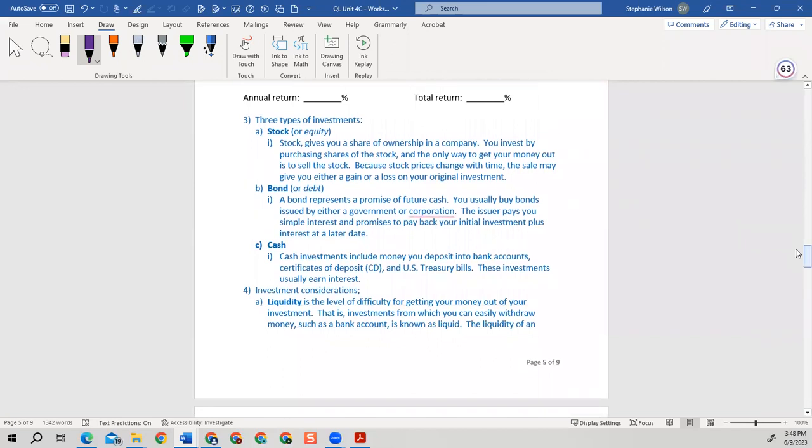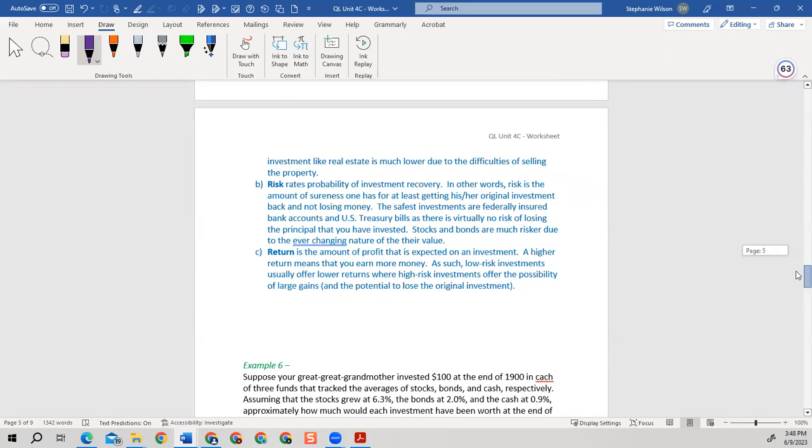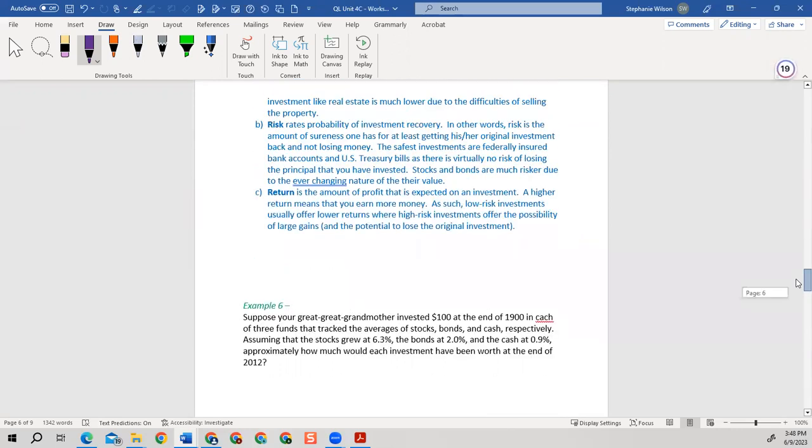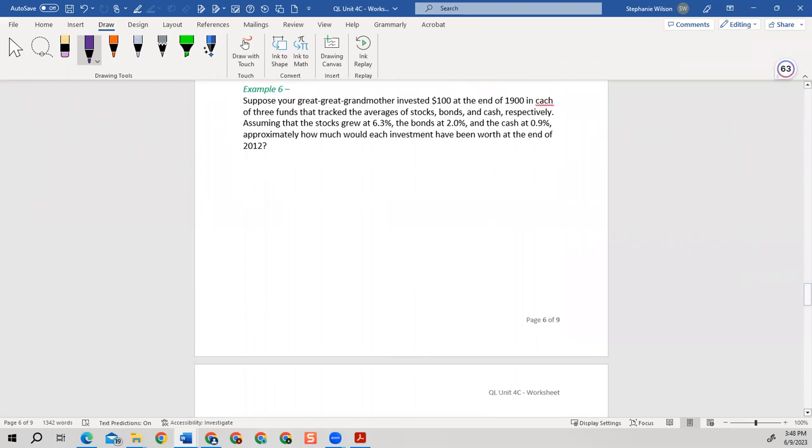If you want to take a minute to get this information down, we're going to talk about stocks, bonds, cash, liquidity, and then risk and returns. Let's get started on our next application. Oh, and I'll scroll up if you wanted to get that down, so you can pause. All right.